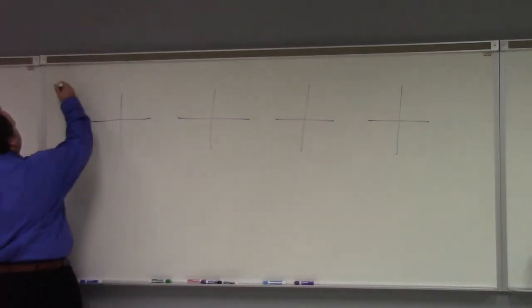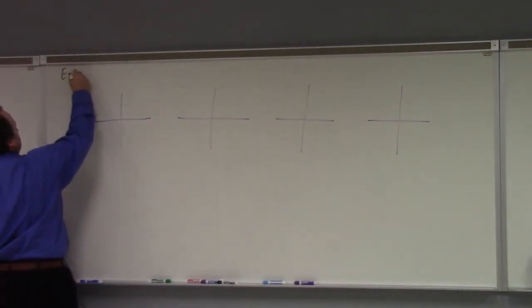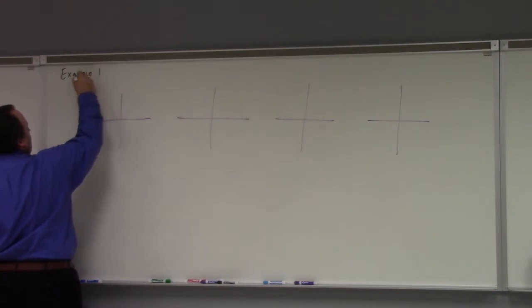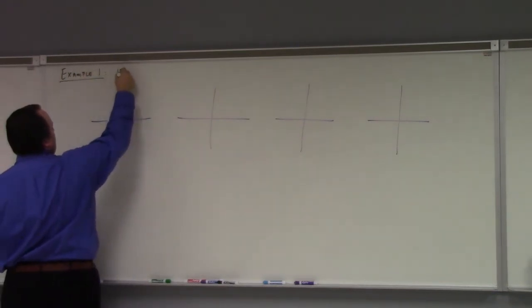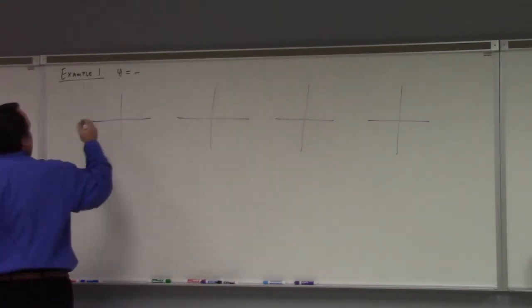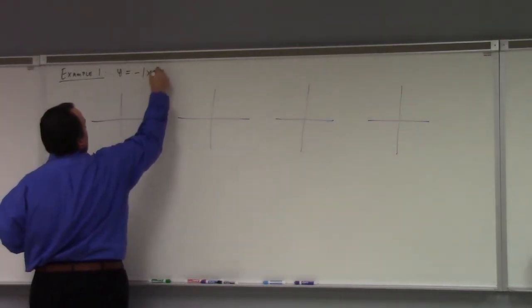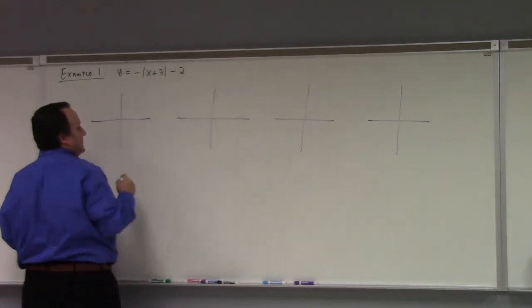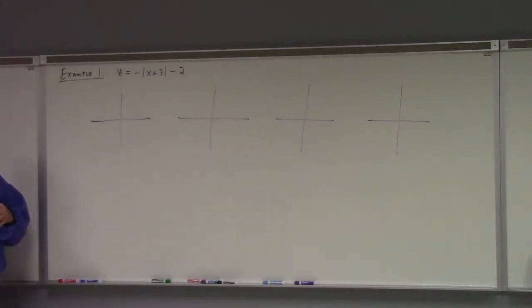Yeah, example 1. y equals negative absolute value of x plus 3, minus 2. All right. So what I've done in each one of these examples is I've given you basically advice on how to do it. So we're just going to walk through my advice.